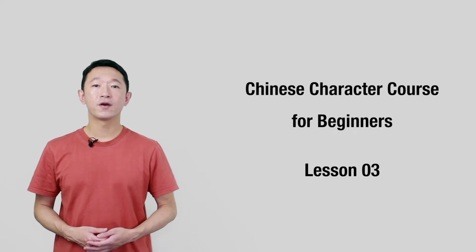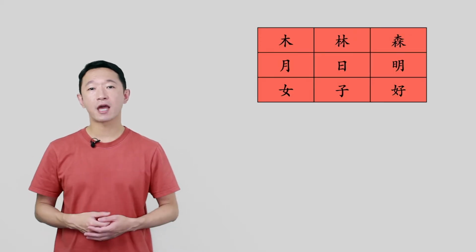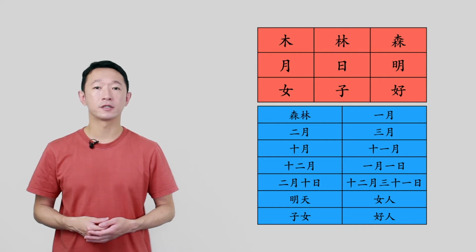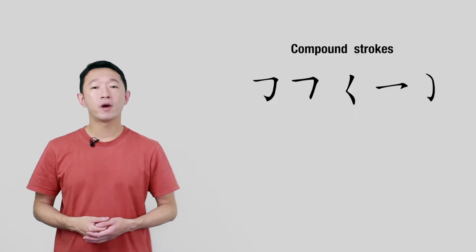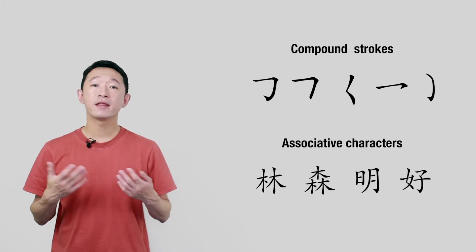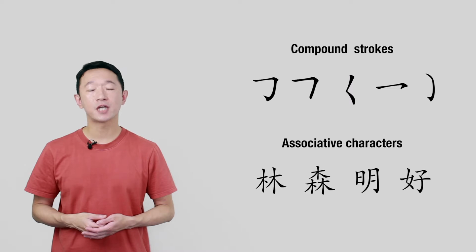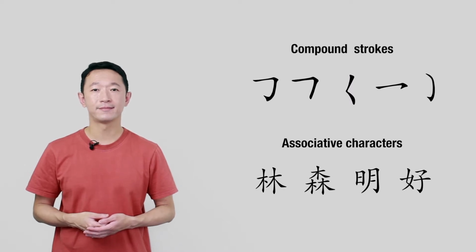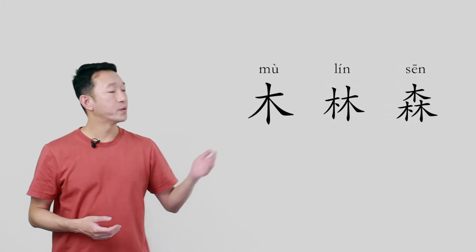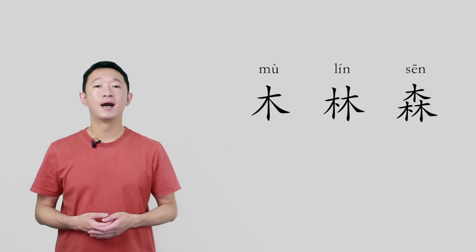In this lesson, you are going to learn 9 Chinese characters and words or phrases made up of these characters. Besides, you will also learn about 5 new compound strokes and the third way of creating Chinese characters. Let's learn 3 characters first. Mu, Lin, Sen.